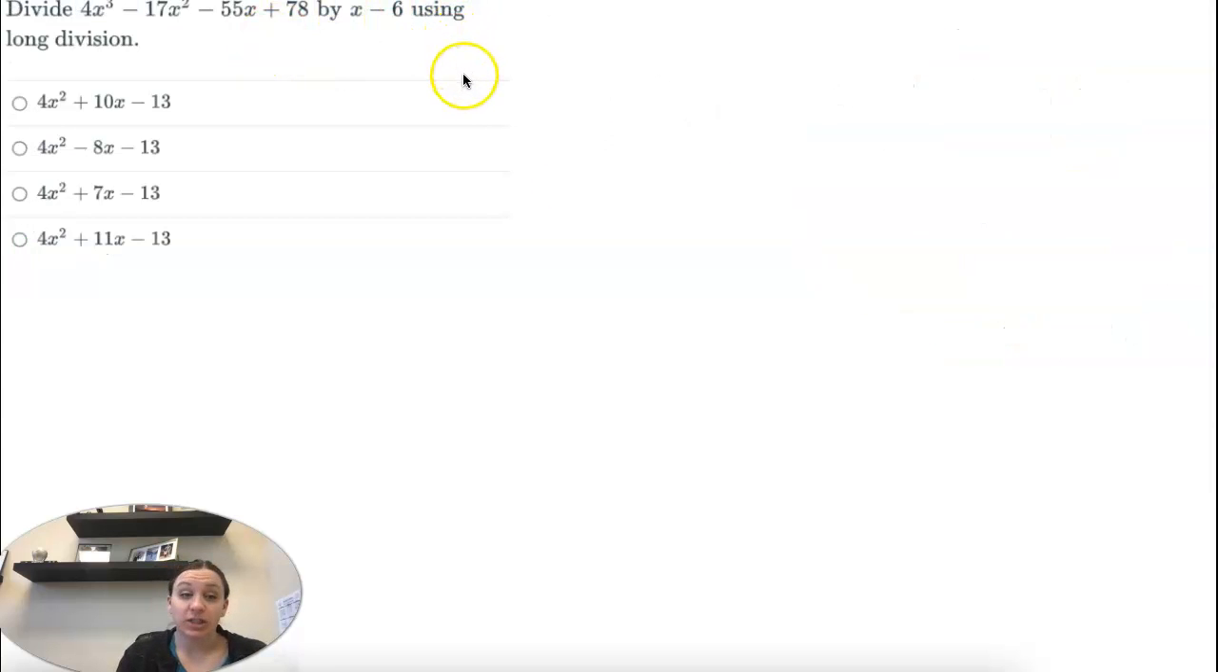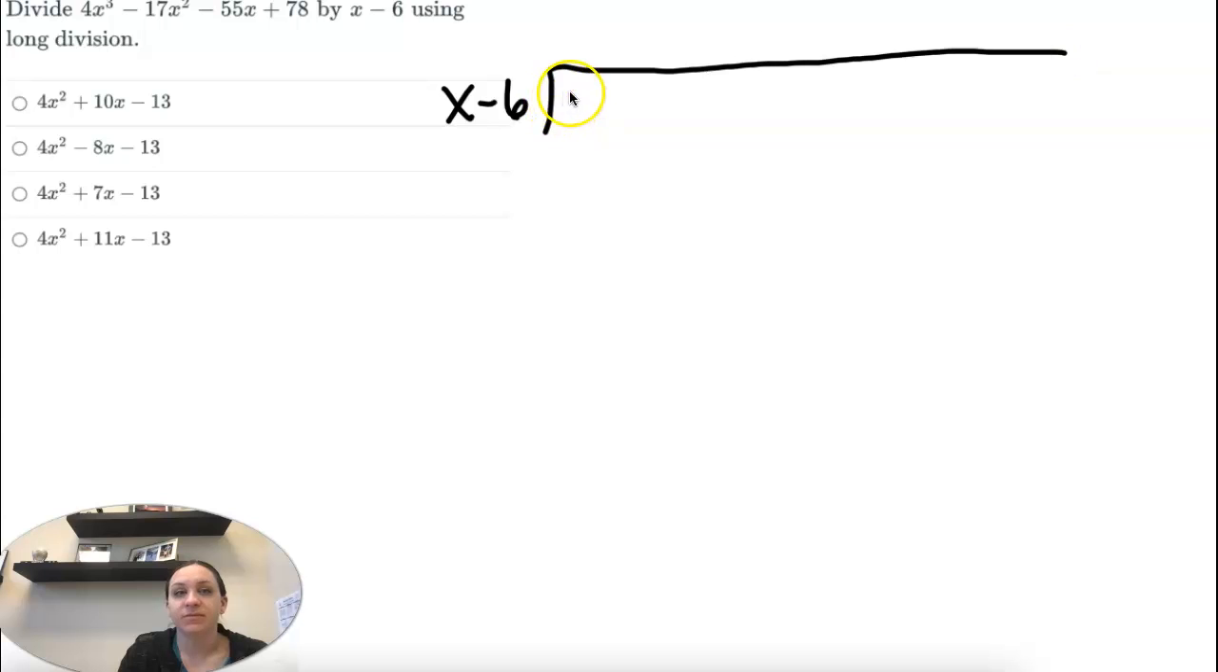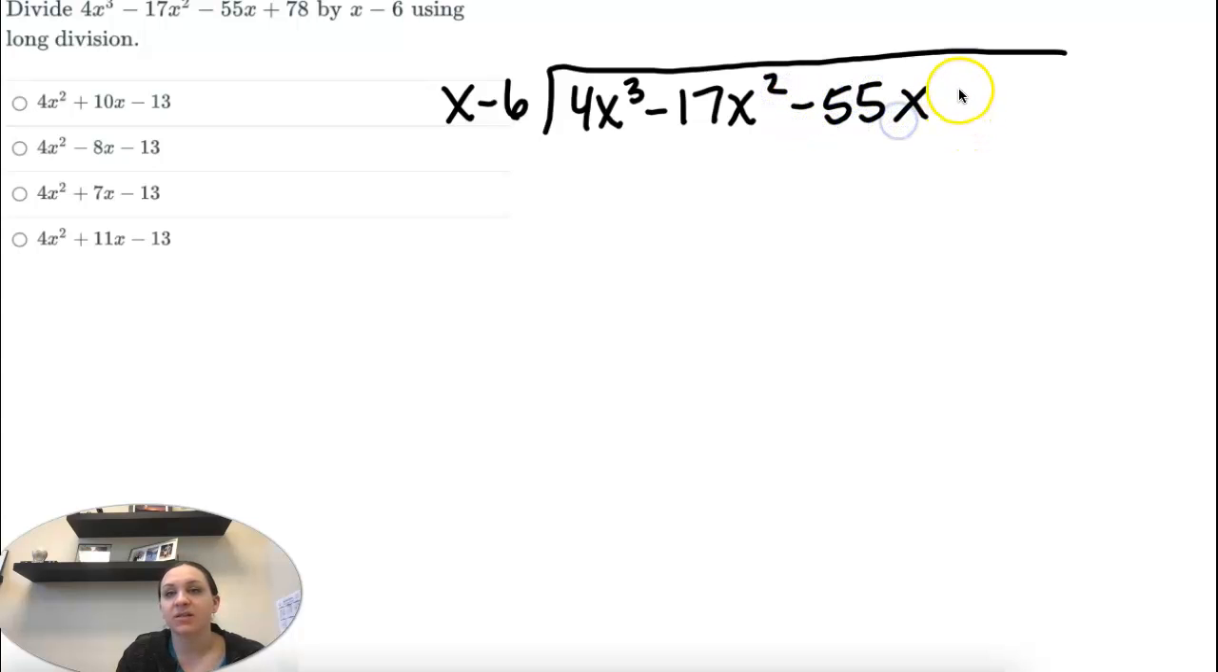Divide using long division. All right, so long division we learned in like 4th grade, and now we're going to use that with polynomials. So I'm going to write it like we do long division. X minus 6 divided by 4x cubed minus 17x squared minus 55x plus 78.